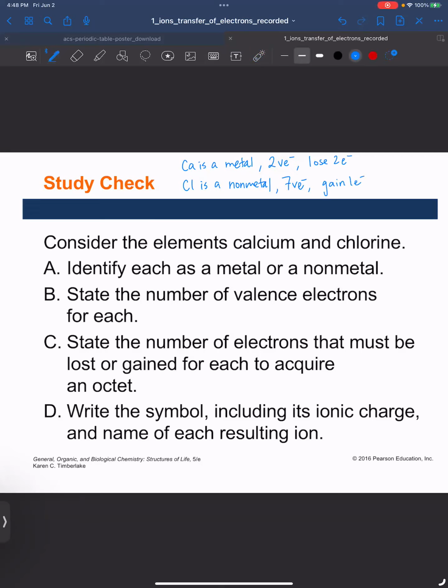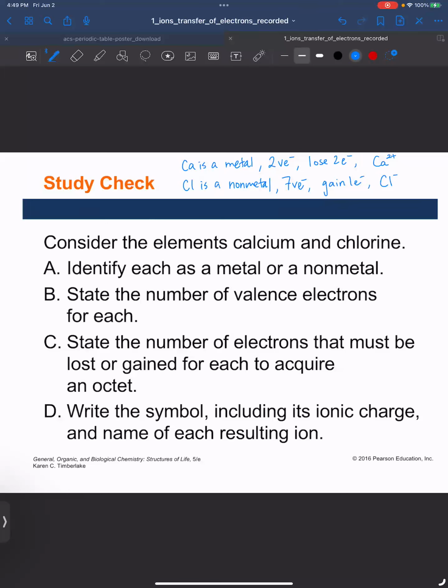So with that knowledge, write the symbol, including its ionic charge, and name of each resulting ion. All right, so the symbol for calcium, we've already kind of written there. If it loses 2 electrons, it becomes calcium 2+. Chlorine gained an electron, so it becomes chlorine -1. And we always drop the 1. If it's a +1 or -1, we just write the symbol positive or negative. We don't write the 1.